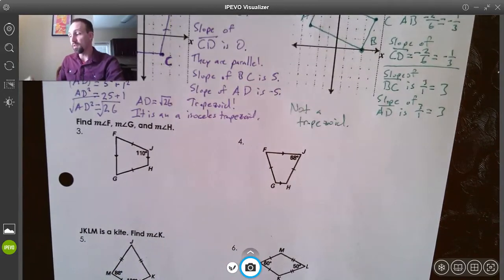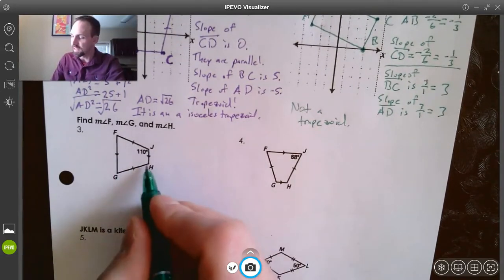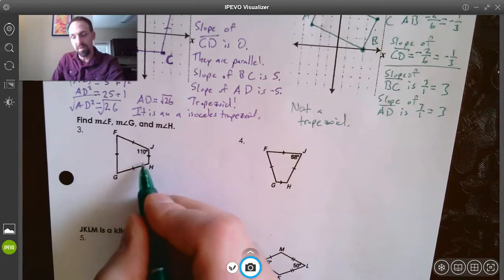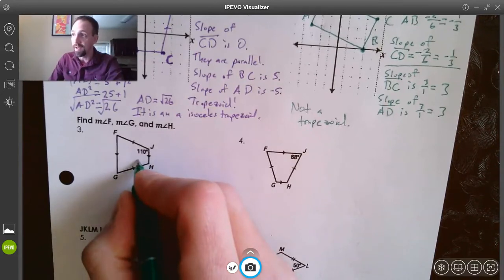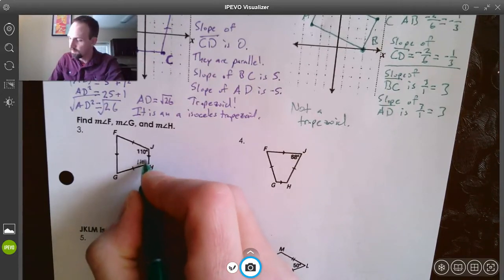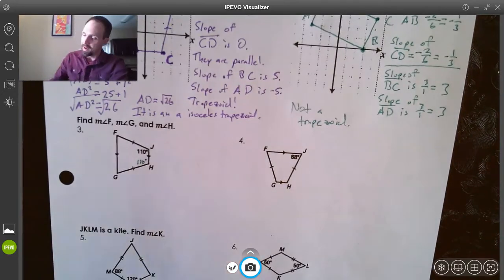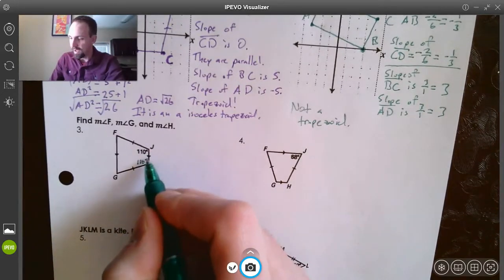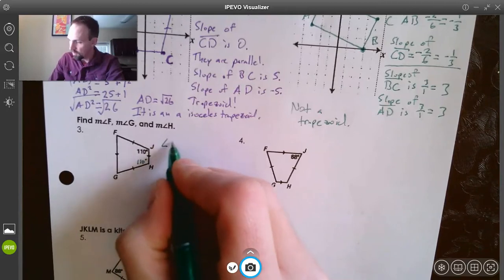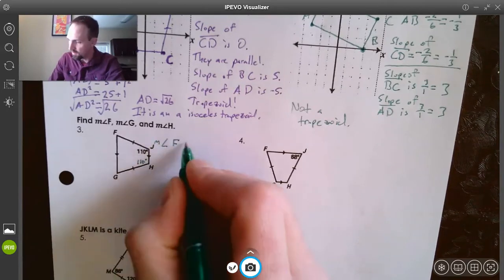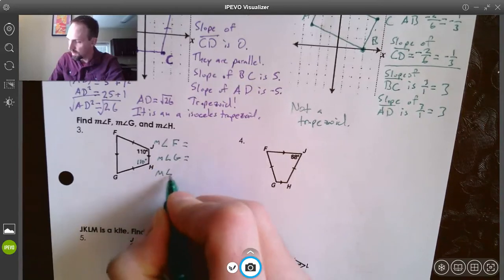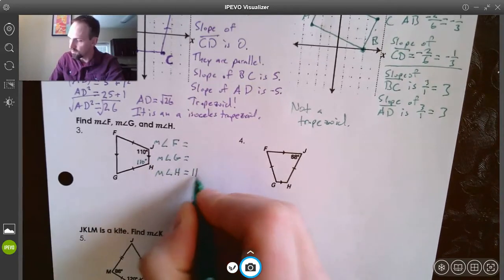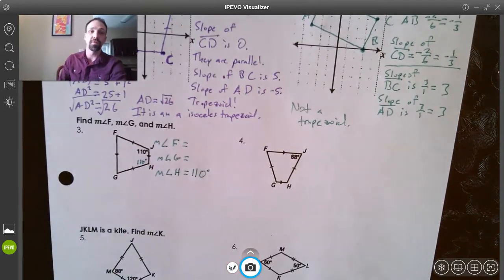angle H. So knowing that this is an isosceles trapezoid actually gives us the angle measurement of the one that's opposite of the one that's given. So 110 degrees, we know that this one also has to be 110 degrees. And the reason we know that is because these two have to be exactly the same. So over here off to the side, I'm going to do measure of angle F is equal to, measure of angle G is equal to, and the measure of angle H is equal to. So we know the measure of H is equal to 110 degrees. We know those two are the same.